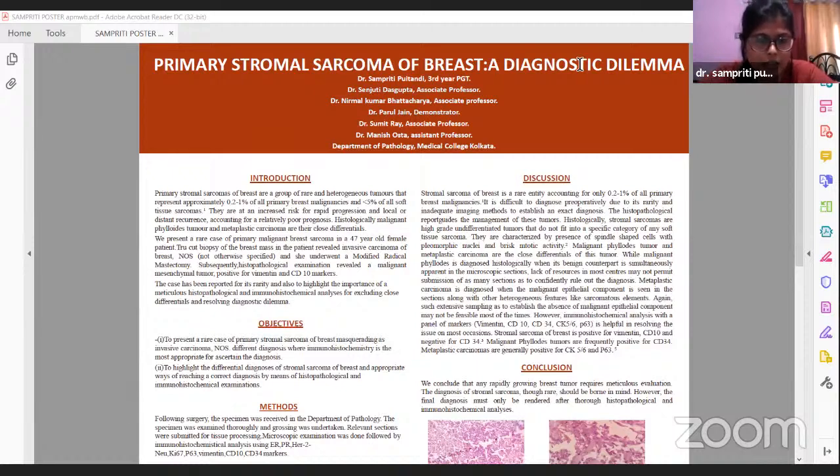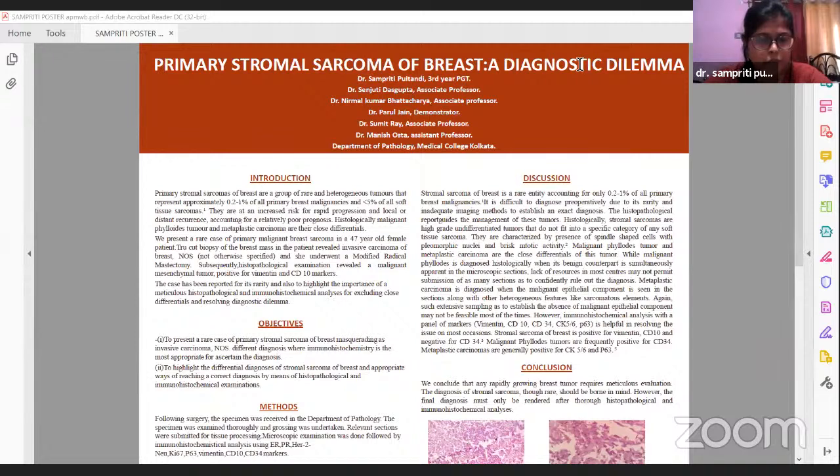Histologically, malignant phyllodes tumor and metaplastic carcinoma are their close differentials. Here we present a rare case of primary malignant breast sarcoma in a 47-year-old female patient. Trucut biopsy of the breast mass revealed invasive carcinoma of no special type, and she underwent a modified radical mastectomy. Subsequently, histopathological examination revealed a malignant mesenchymal tumor positive for vimentin and CD10 markers.